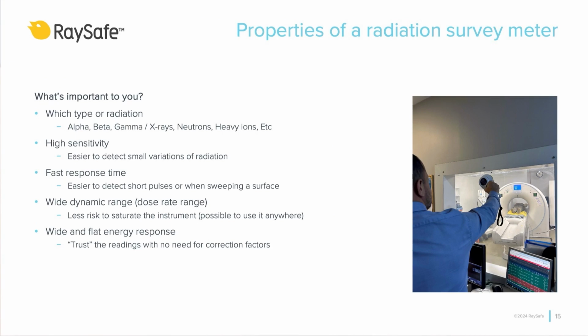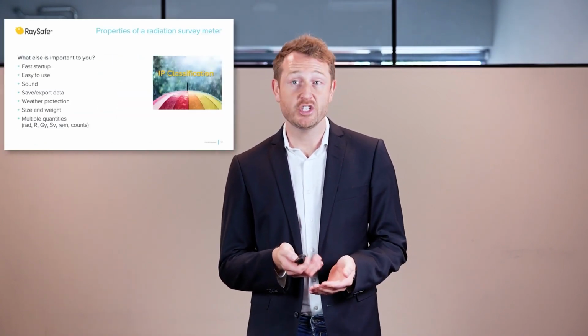The basic question you need to ask yourself is what type of radiation are you measuring? Is it particles or photons? Is high sensitivity, the ability to detect low dose rates, important? Maybe fast response time, the ability to detect fast variation, is more important. Some would like to have a wide dynamic range, meaning it can measure both high and low dose rates accurately. Or maybe it's more important to have a wide and flat energy response, so you do not need to use correction factors when measuring on different energies.